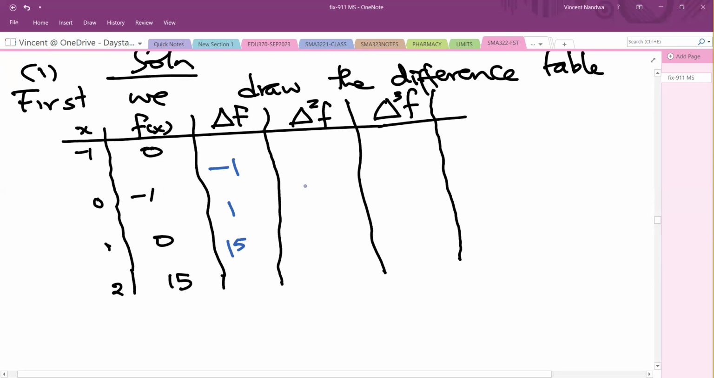Then the next difference in the second column: 1 minus -1 is 2. Next, 14. Good. And lastly, 12. Good.